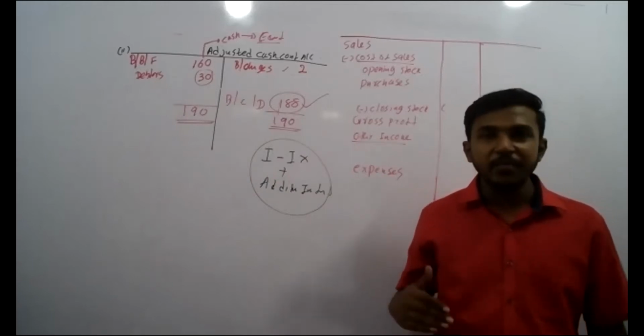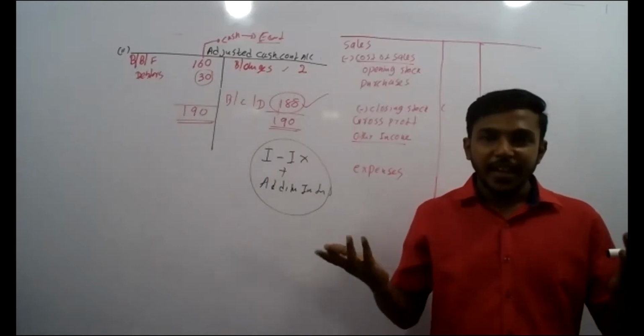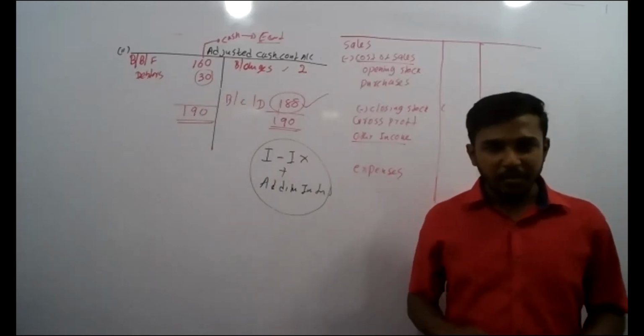First one is Sunimal invested 400,000 cash, and one by one the transactions will now come out.